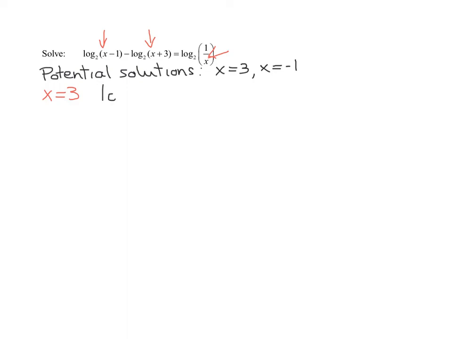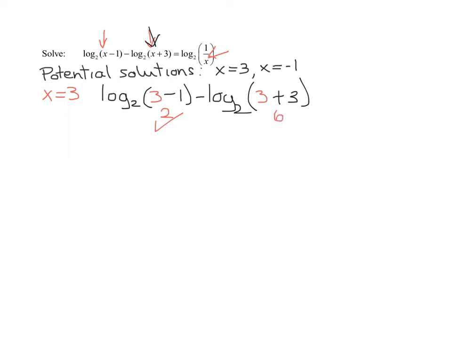So I'm going to have log to the base 2 of 3 minus 1. Well, 3 minus 1 is 2. Is 2 a positive number? Yes, I'm happy with that part. Next part, minus log to the base 2 of, I'm plugging an x in here now, of 3. So I'm going to have 3 plus 3. And what is 3 plus 3? That is 6. It's positive, still happy.